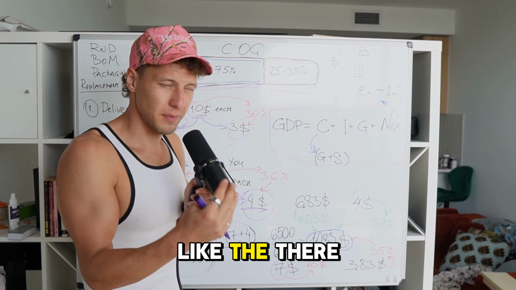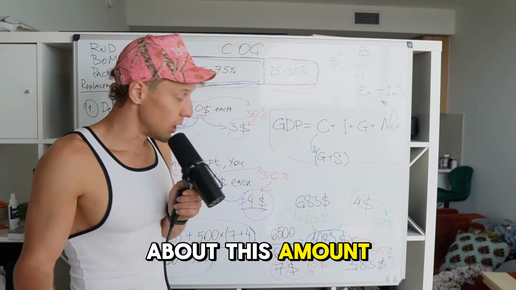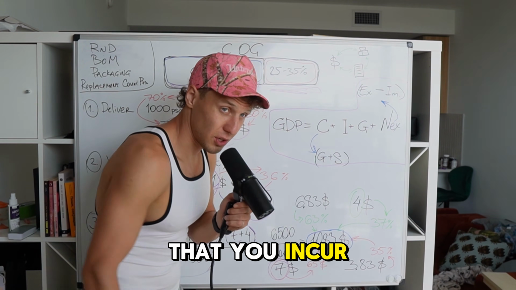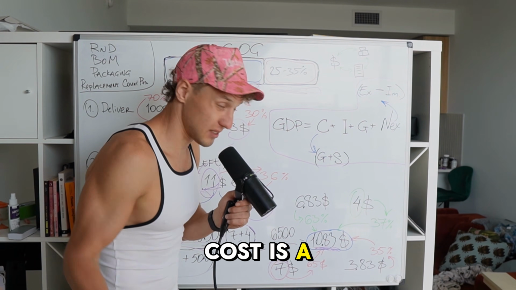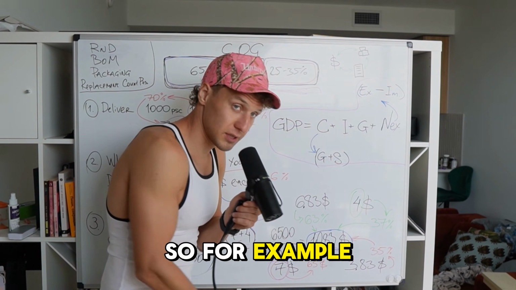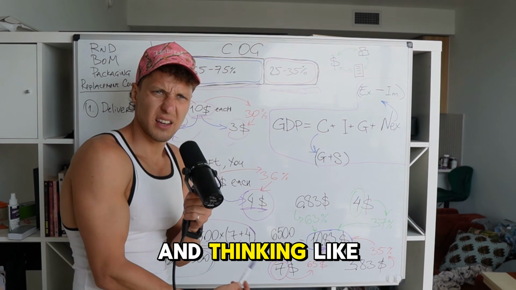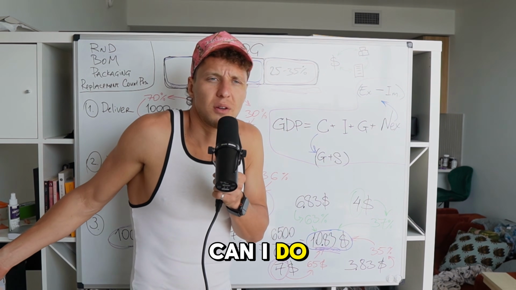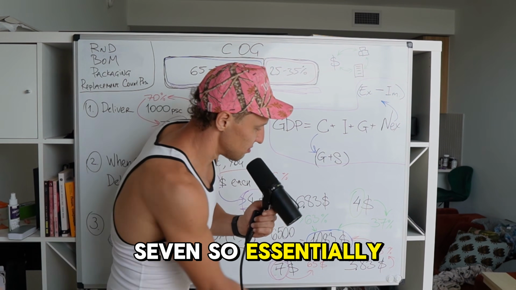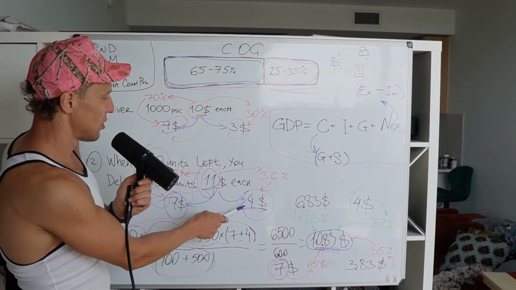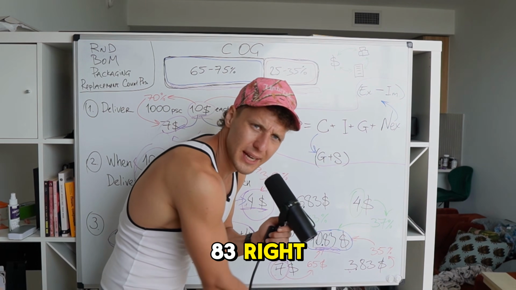There are two perceptions about this amount. You either can take a base of a cost that you incur, like your supplier cost is a base, and they calculate the residual real amount of the freight. So for example, we take 10.83 and think, okay, the COGS was 7, what can I do about it? So it was 7. So essentially, the per unit freight was not 4, it was 3.83, right?